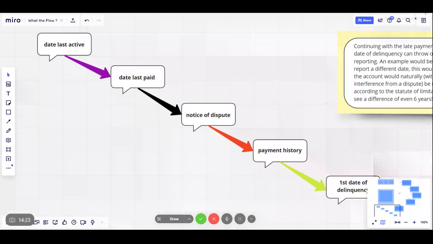Okay, so now we take a step down to date last paid. Delete this account for inaccuracy because you're reporting however many dates last paid that are different. These are the amount of years in between them, or this is the date for Experian, this is the date for Equifax, this is the date for TransUnion. Obviously, these are not the same dates. Remove this account, or just delete this account because the date last paid is inaccurate. Date. That's it.